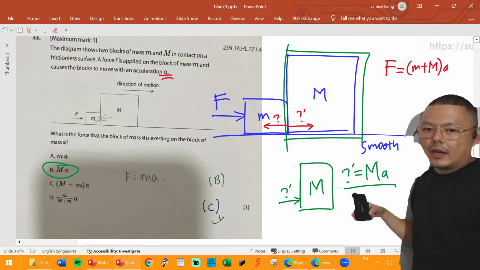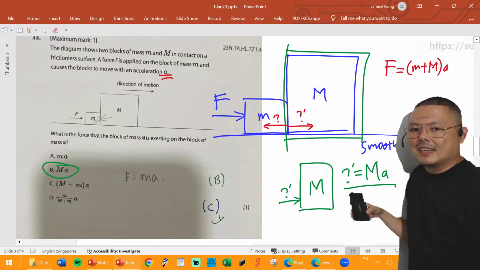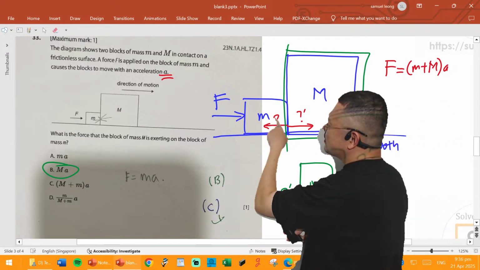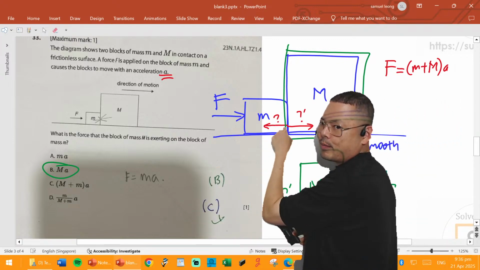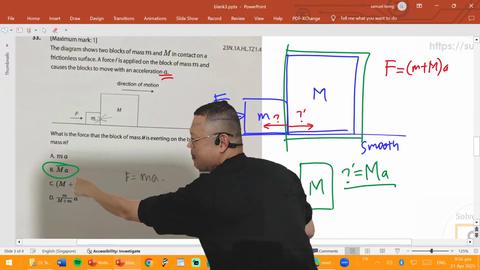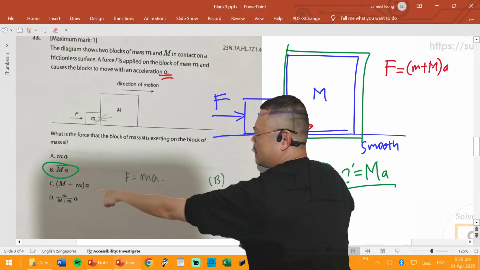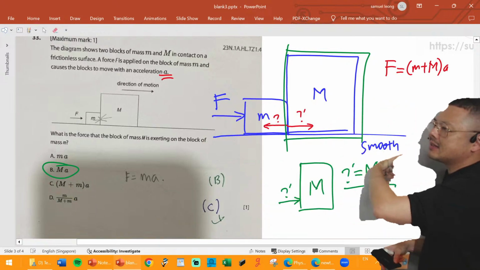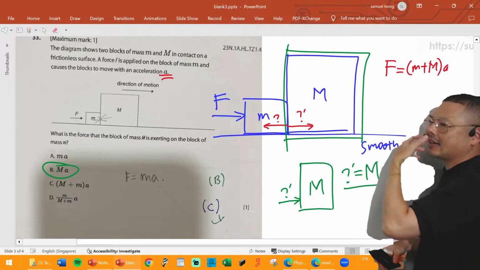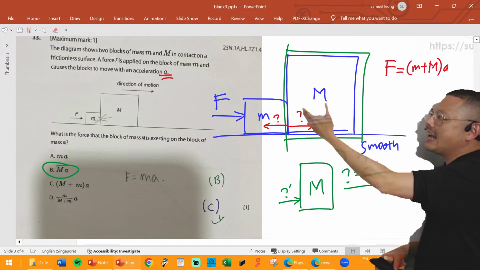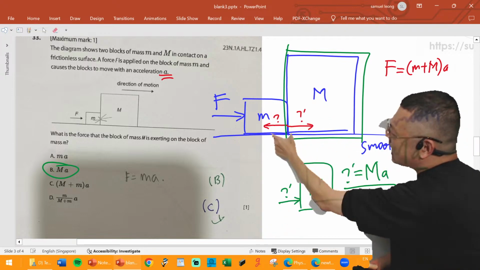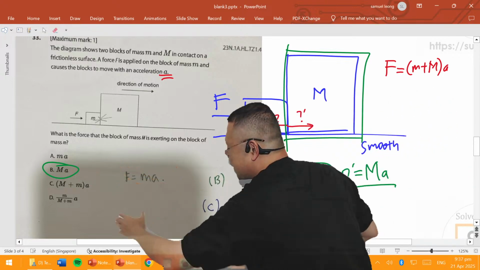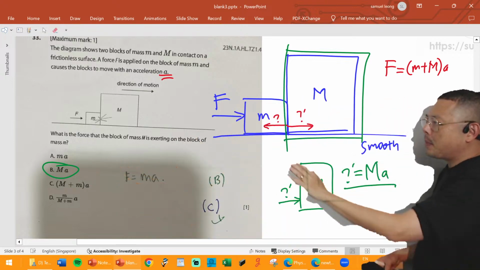I understand why it's very unnerving. It's very strange. How come the force that's acting on a small mass is big MA? Why is it big MA? But it's not. There's no underlying principle to it. It's not like every time the small mass is always going to be big MA. No, there's no such principle to that.